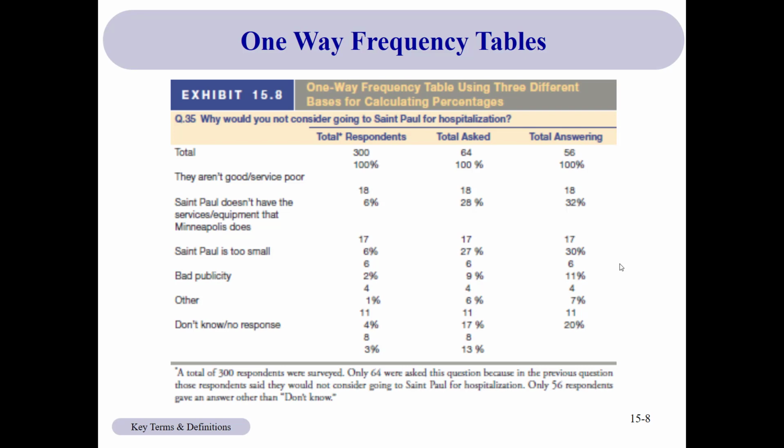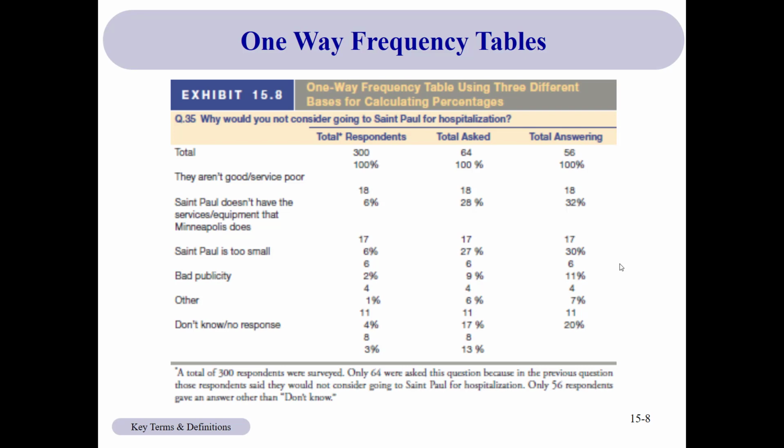For example, out of 64 people who answered this question, 56 indicated that the service is poor. And this is a pretty straightforward one-way frequency table.